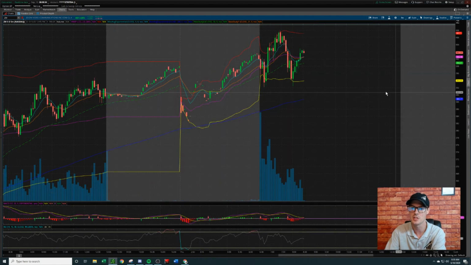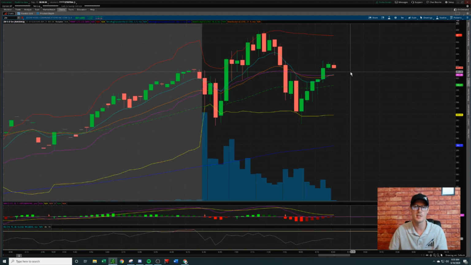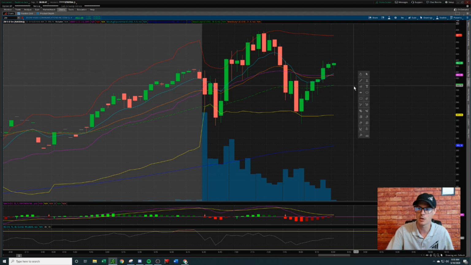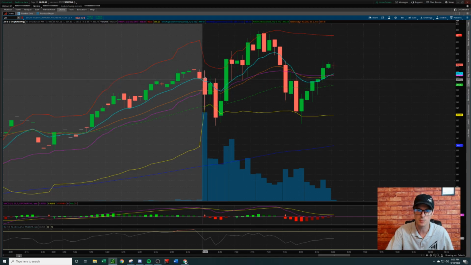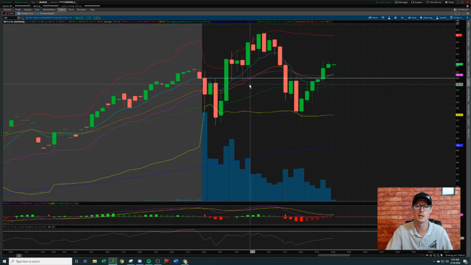All right, so here's the deal, guys. 400 is a whole number. Okay, 400, 500, 600, all of these numbers are whole numbers, and they usually will act as natural areas of support and resistance within the market. So understanding that the level 400 is right here, and that is pretty much where we opened up, I'm going to draw a trend line at the 400 level.